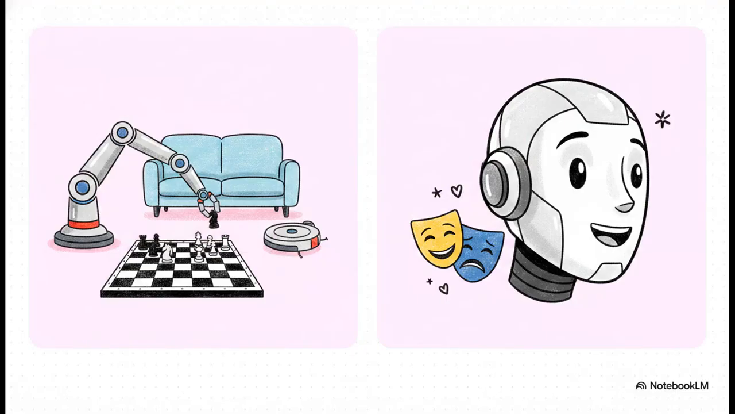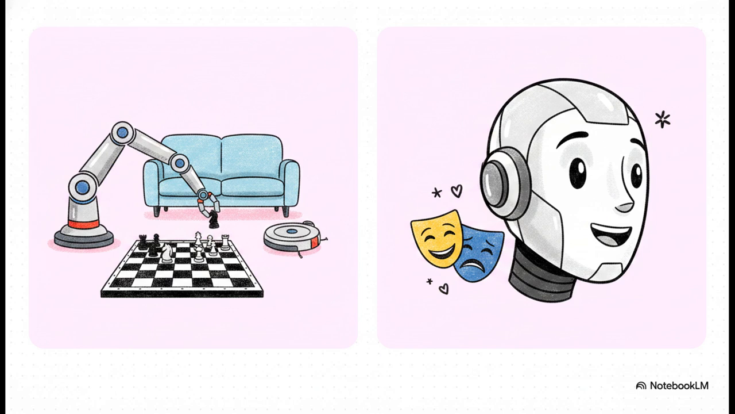Now, crucially, not all agents are trying to do the exact same thing. We generally split them up into two camps. First, we have believable agents. These are the ones designed to act like us. They model human emotion and behavior. Think of the lifelike characters in your favorite video game, or maybe a conversational voice assistant.